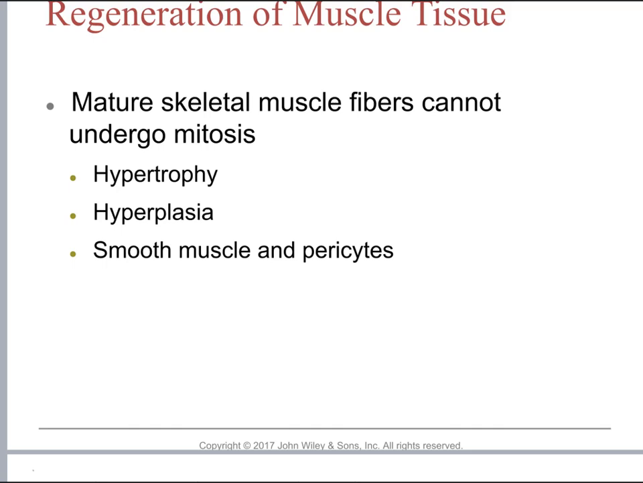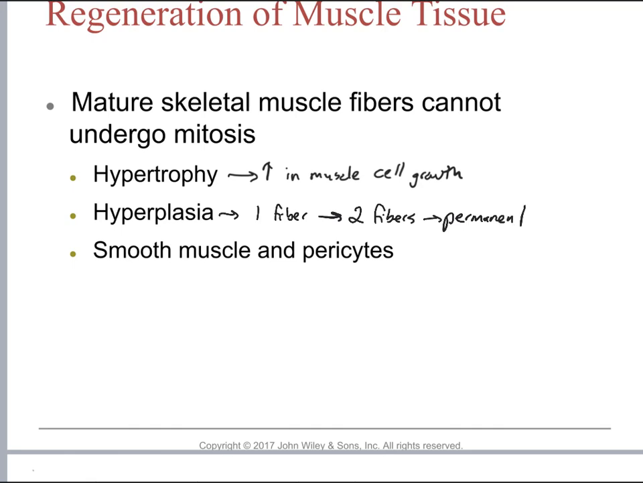Regeneration of muscle tissue is where we're going to start. So mature skeletal muscle fibers cannot undergo mitosis. We do see a few conditions, the first being hypertrophy, which is defined as an increase and growth of muscle cells. The second is hyperplasia. This is where a single muscle cell is divided or ripped into two new muscle fibers. Now, basically what this does is it doubles the muscle mass in the individual, which causes a permanent growth in muscle that will be there for perpetuity, forever.